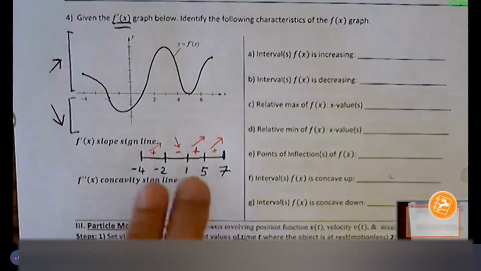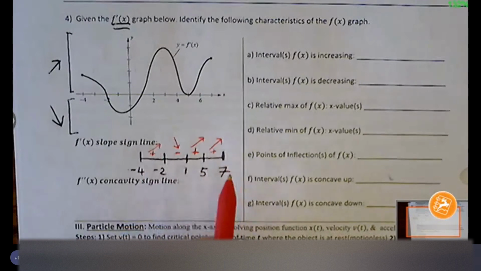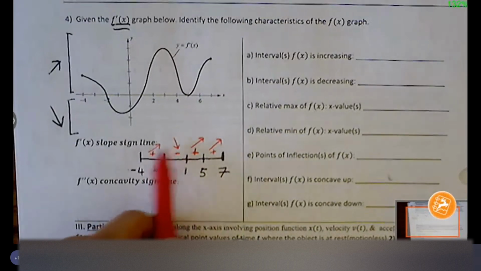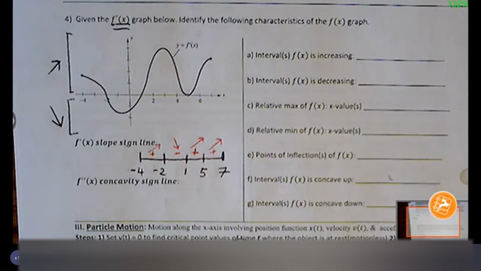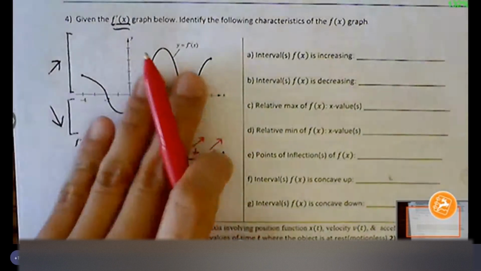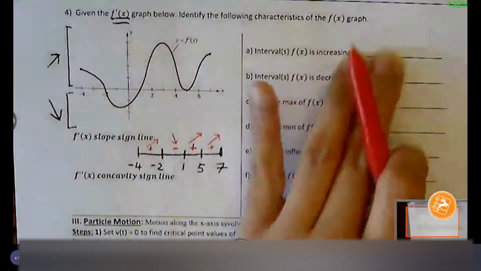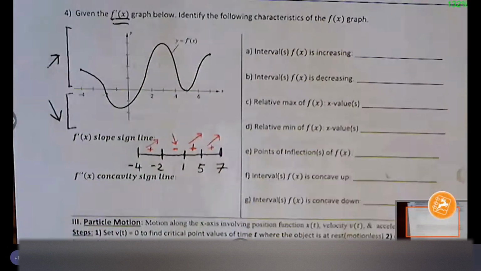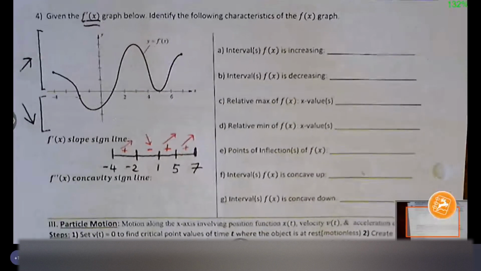Now the arrows are going to be extremely helpful to us because we know where the graph is increasing on the original graph. And we also know, based off of these arrows, where the relative max is going to occur and where the relative mins are going to occur. So we're not going to look at this picture for now. We're just going to rely on the slope sign line to help us fill out these intervals or these characteristics.